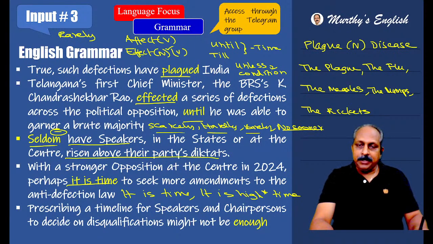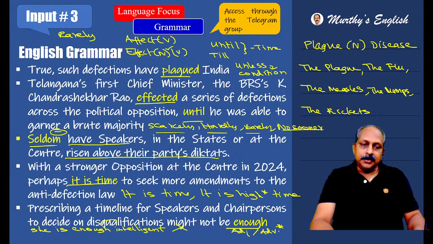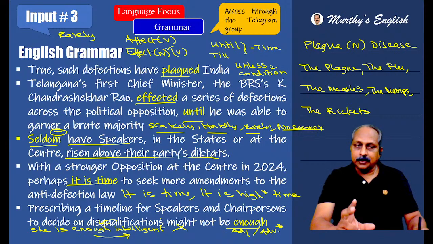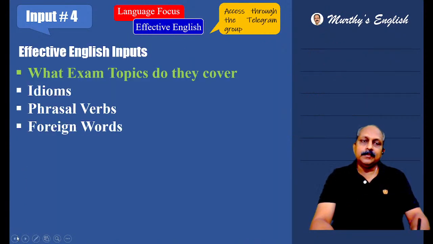Prescribing a timeline for speakers and chairpersons to decide on disqualifications might not be enough. The word enough can be adjective, it can be adverb. As an adverb, it is very important. She is enough intelligent. Is this right or wrong? Wrong. We have to say she is intelligent enough, big enough, large enough. This combination is very important.